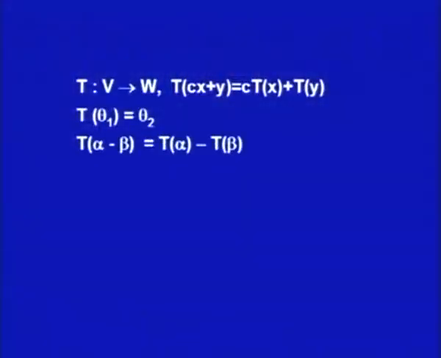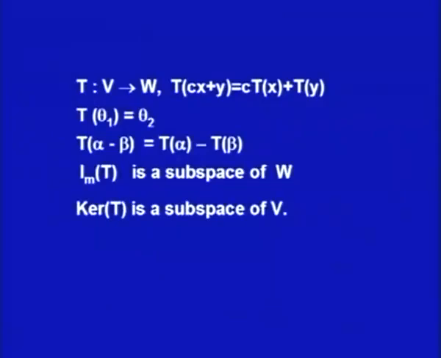I have discussed some properties of linear transformation, such as that if T is a linear transformation and theta 1 and theta 2 being the identity elements of the vector spaces V and W, then T of theta 1 is equal to theta 2. That is, theta 1 will map to theta 2. Then T of alpha minus beta is equal to T of alpha minus T of beta. Image of T is a subspace of W, image T being the range set for the transformation T, and kernel T is a subspace of V.